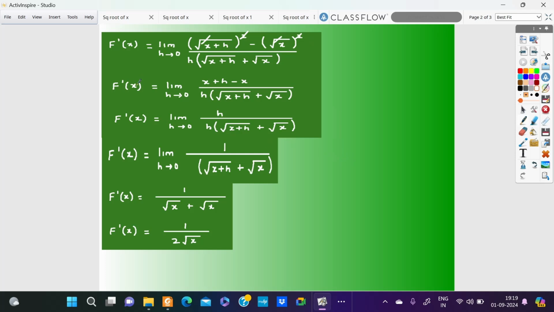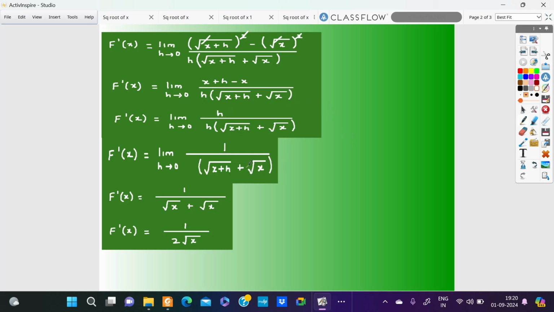So therefore, we have f dash of x is equal to limit h tending to 0. X plus h minus x remains on the numerator and the denominator is the same product, which is h times square root of x plus h plus square root of x.